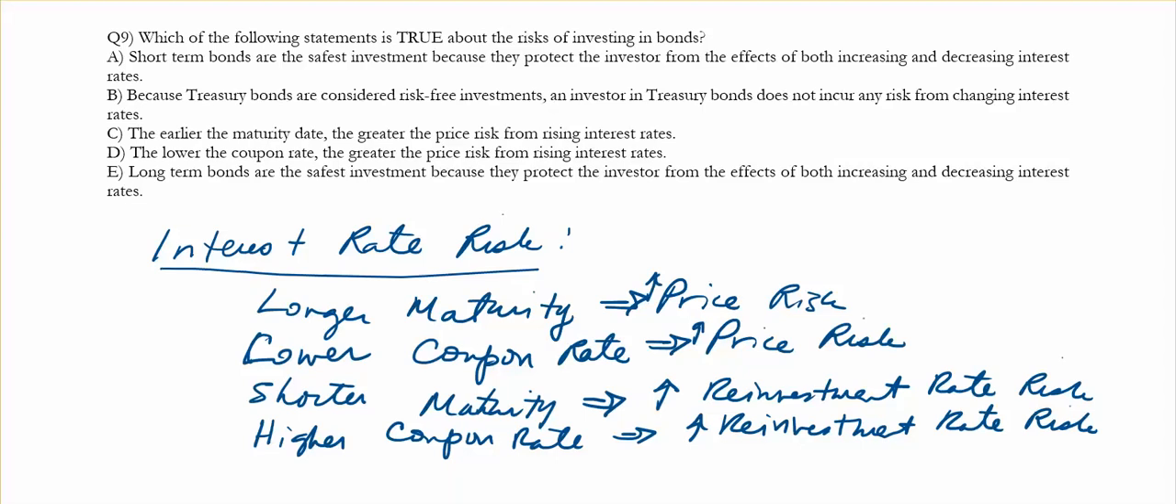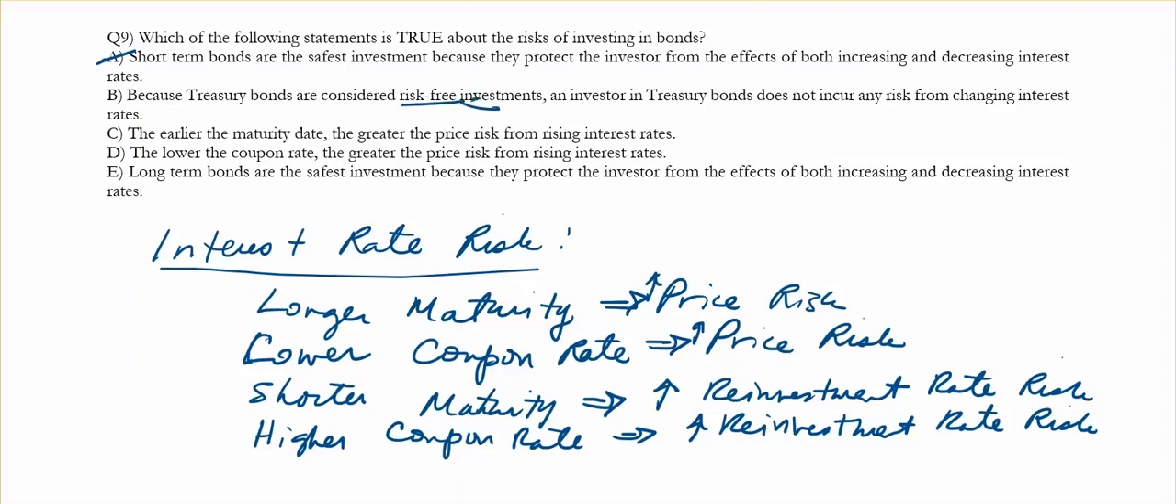So A, short-term bonds are the safest investment because they protect the investor from the effects of both increasing and decreasing interest rates. So I just contradicted that because I was saying a shorter-term bond has more reinvestment rate risk, whereas a longer-term bond has more price risk. So you can't escape the impacts of interest rate changes by investing in bonds. B, because Treasury bonds are considered risk-free.